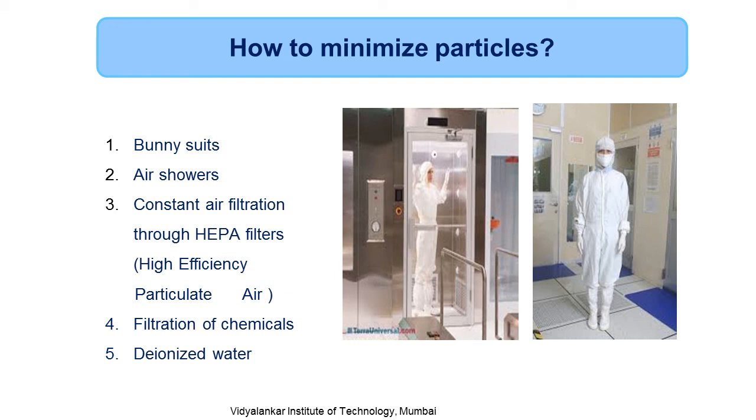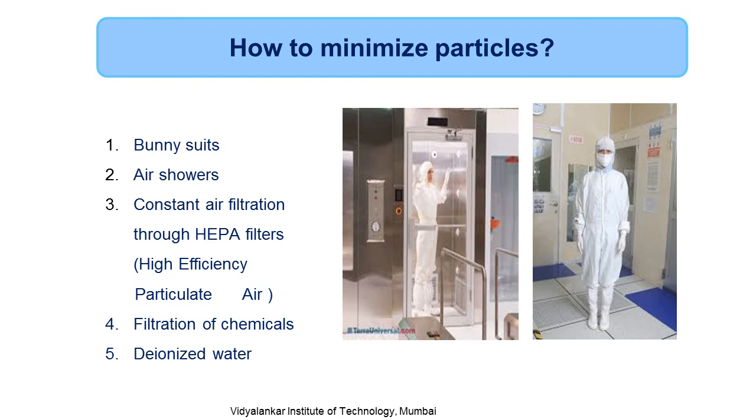Third is the constant air filtration. It is used to remove the particles as and when they are generated, and normally this is done on the workbench, that is, wherever you are handling the silicon wafers, and this is achieved through the high efficiency particulate air filters, that is called the HEPA filters.